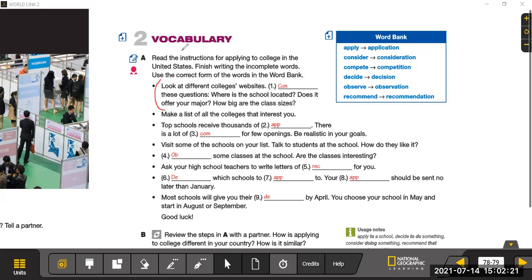Complete this question. Where is the school located? Does it offer your major? How big are the class sizes? So you said the answer is complete.